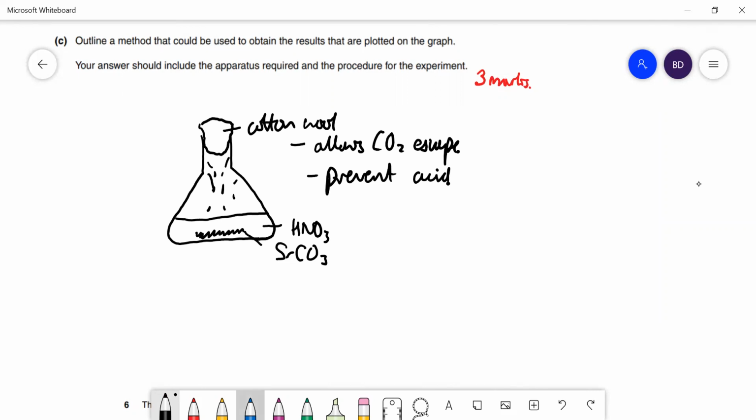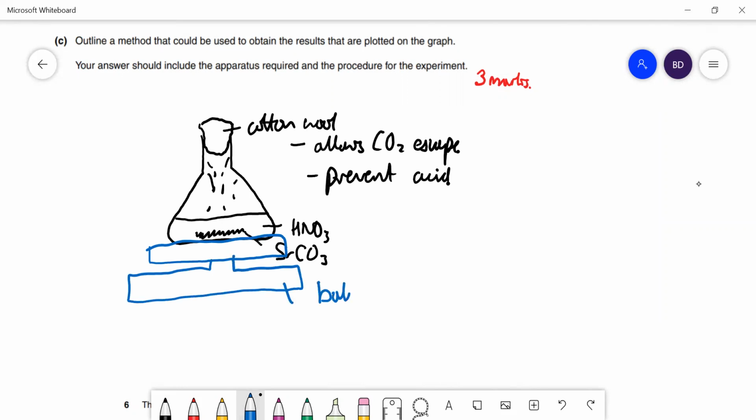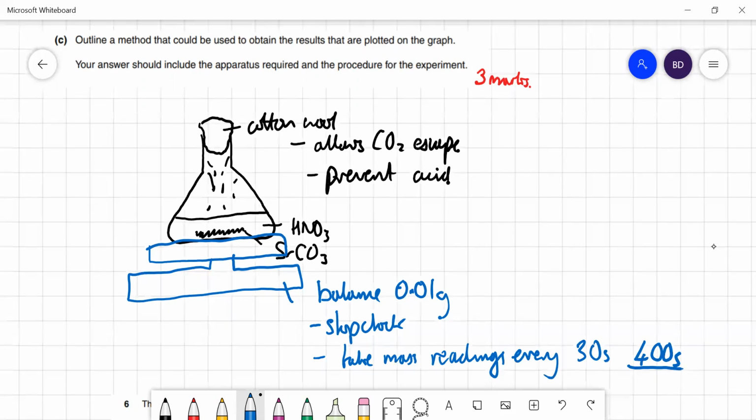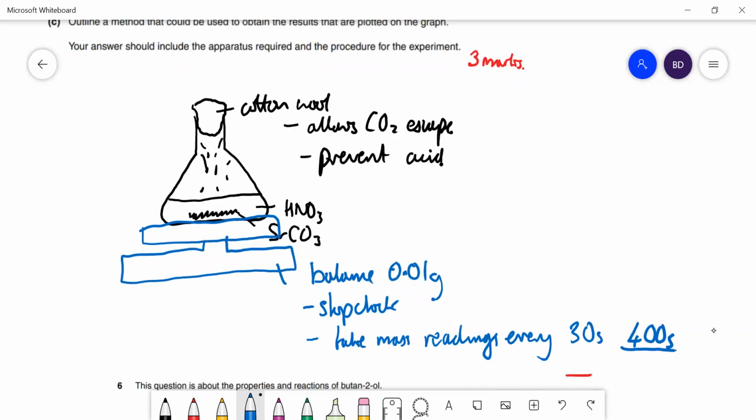Okay, that whole thing needs to be placed on top of a top pan balance. You probably want that accurate, we'll give readings to 0.01, plus or minus 0.01 gram. And you would need a stop clock, obviously, and you would take mass readings every 30 seconds, which will probably be adequate. I think they followed it up to 400 seconds, so every 30 seconds up to 400 seconds. So start the clock when you add the strontium carbonate, put the cotton wool bung in, then that's it.